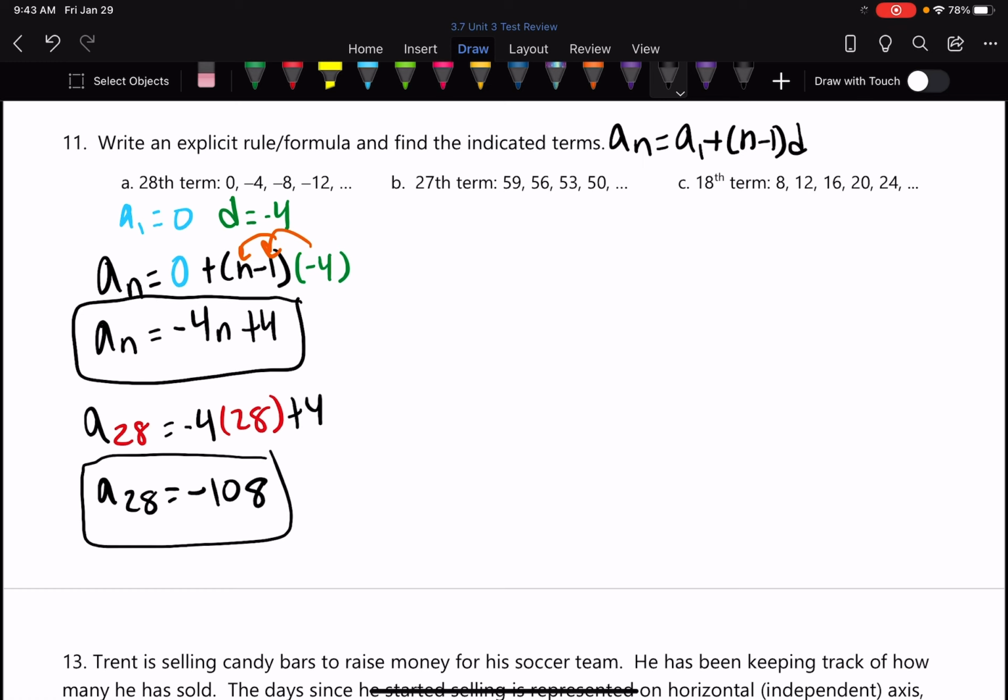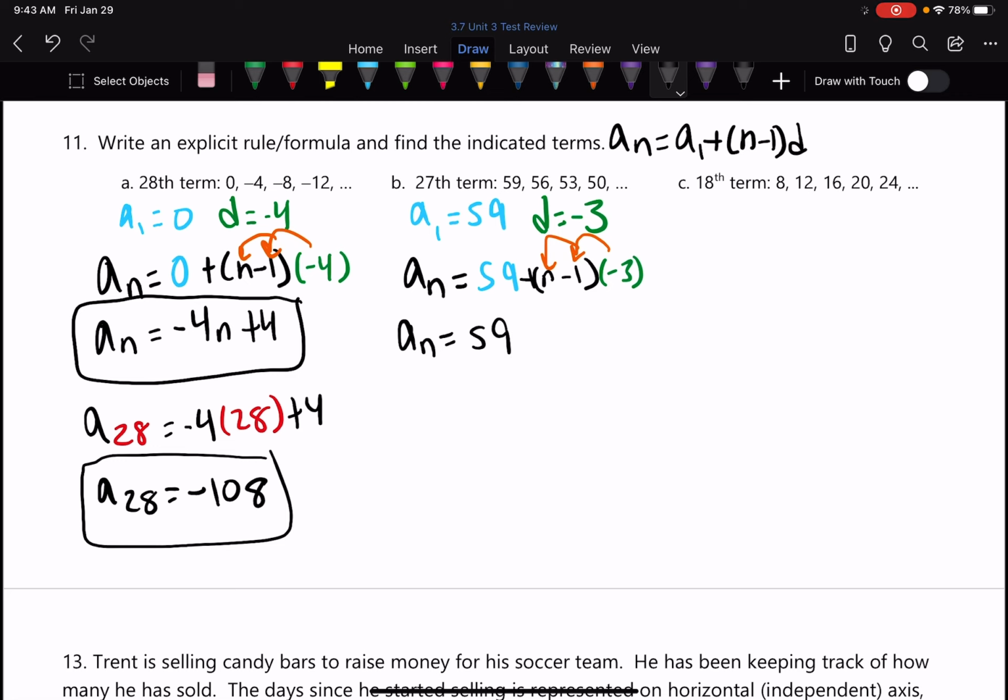Now we've got to find the 27th term of this sequence, 59, 56, 53, 50. Our a sub 1 is 59, so that's our initial term. And our difference, we're going down by 3 each time, so it's negative 3. So I have a sub n equals 59 plus n minus 1 multiplied by a negative 3. I distribute the negative 3 to my parentheses. I'm left with a sub n equals 59 minus 3n plus 3. So my a sub n is equal to, excuse me, negative 3n plus 62.